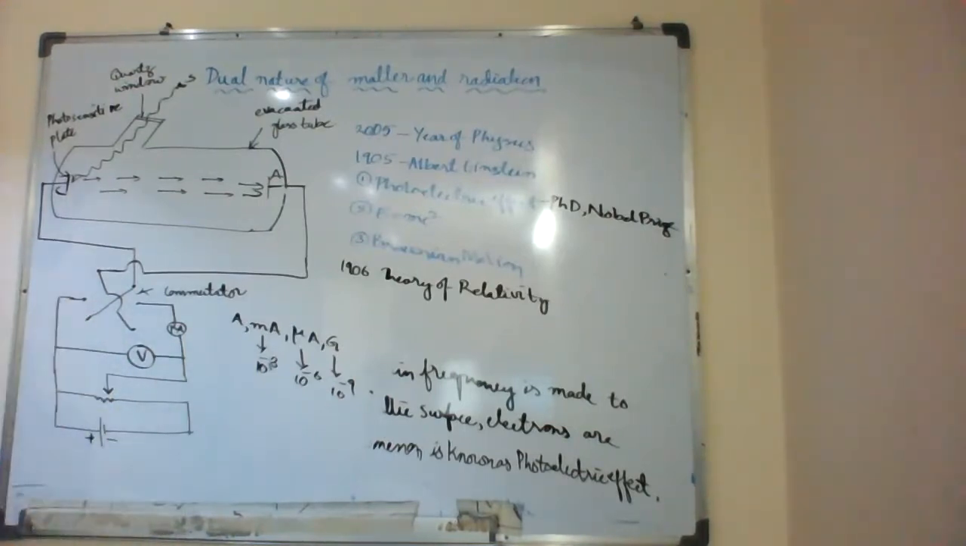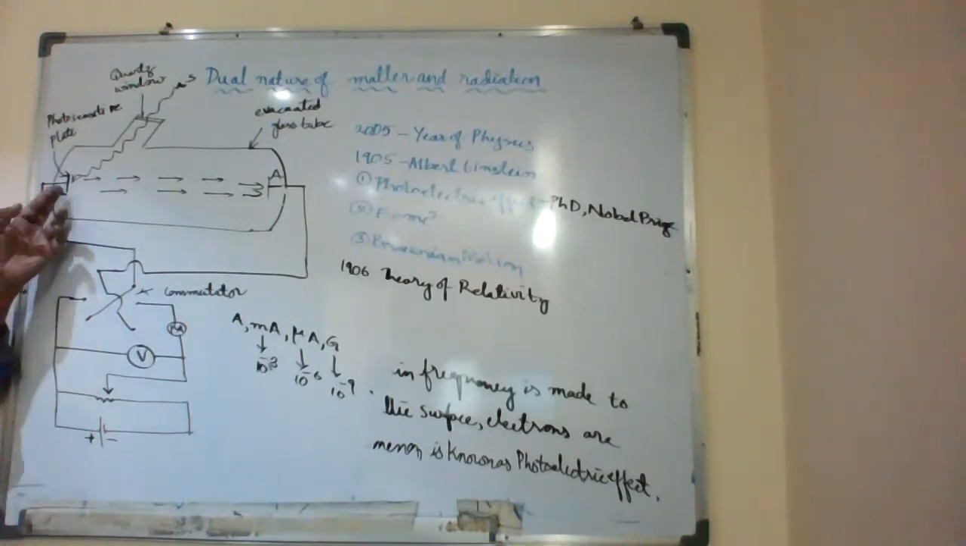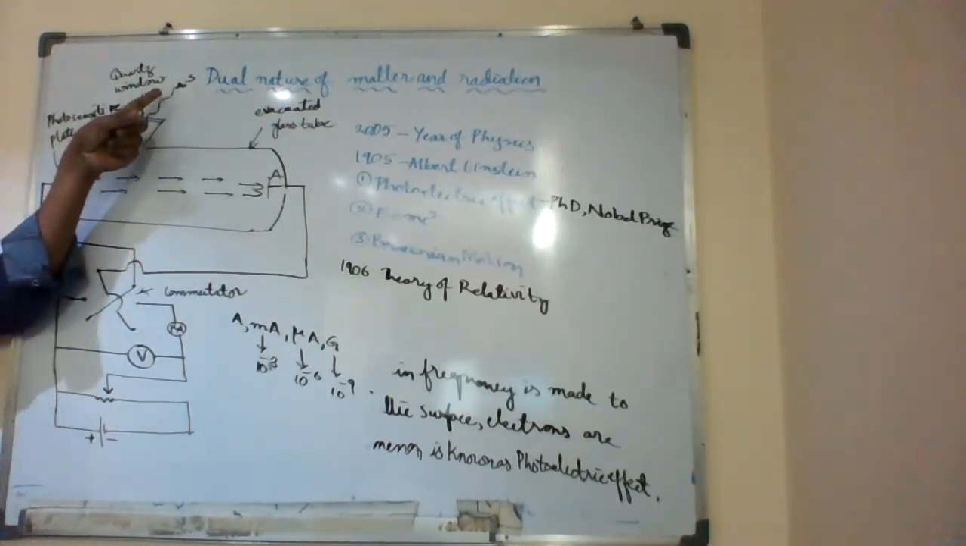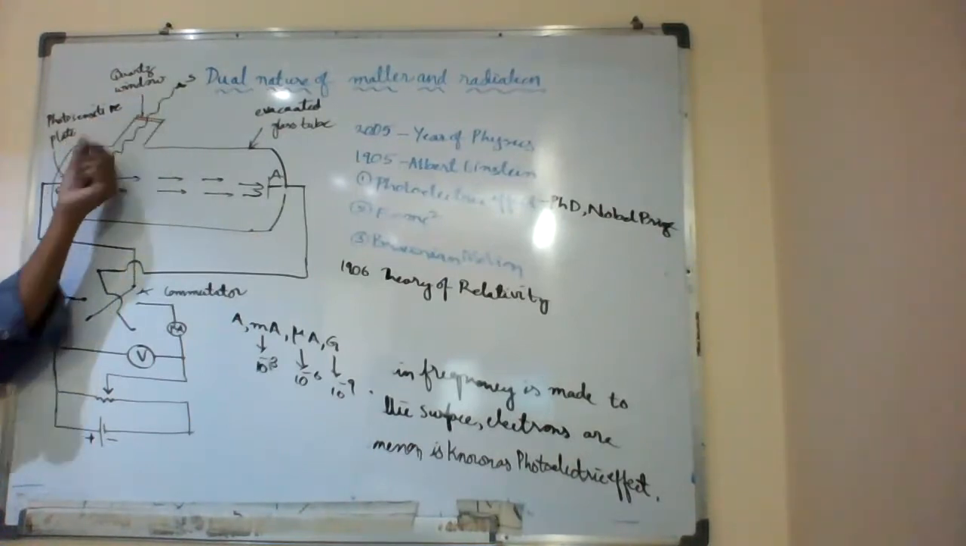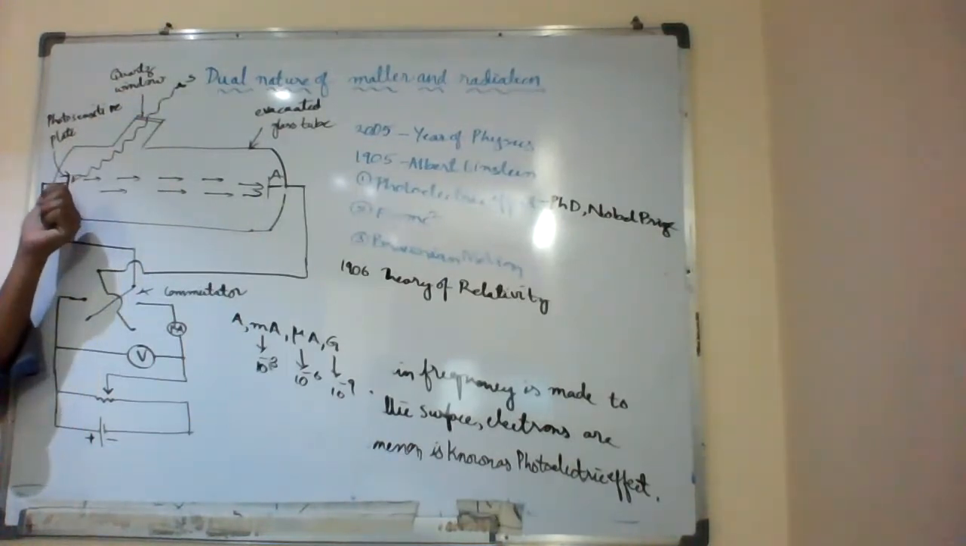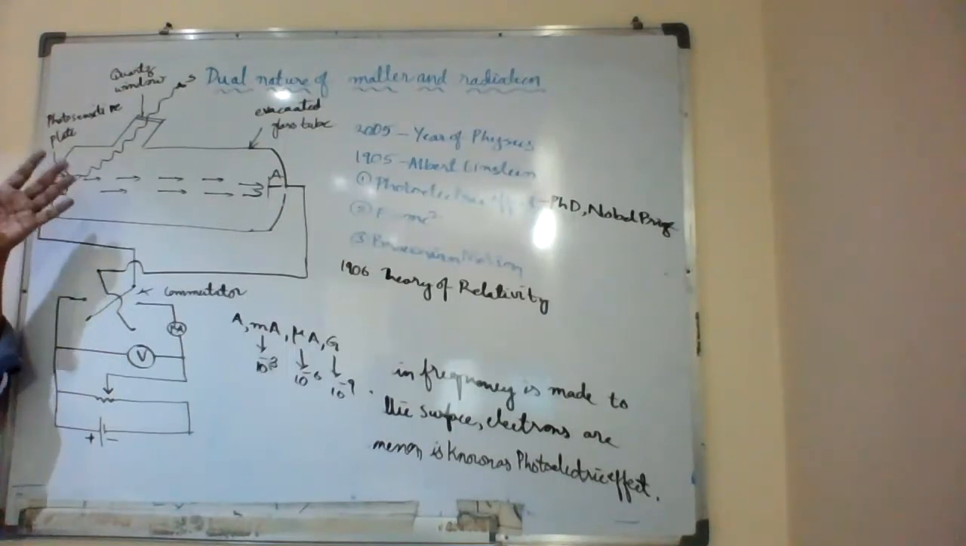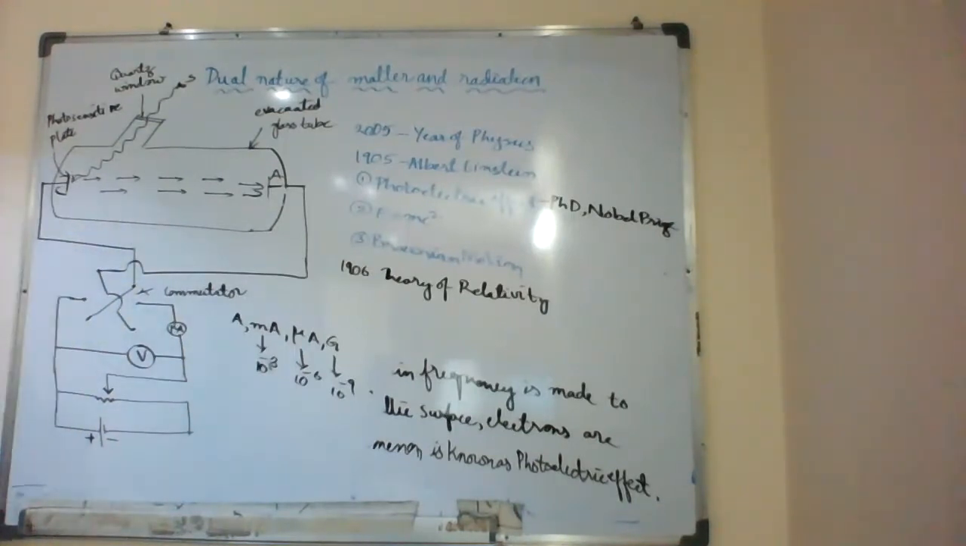Now, the first graph we will do. Understood this one? So what happens? Light passes through the quartz plate. It hits the surface, the cathode plate. Then electrons are ejected out. So the first thing is, it depends upon the frequency.